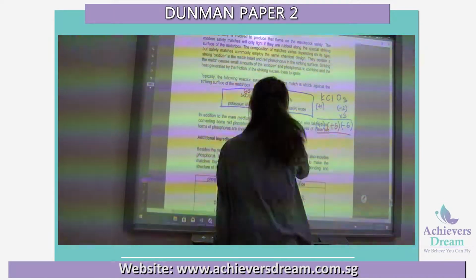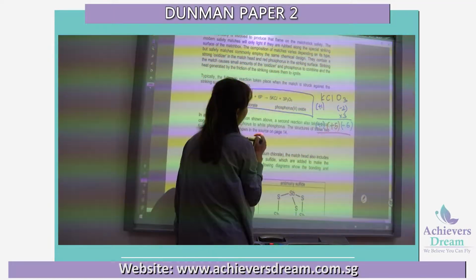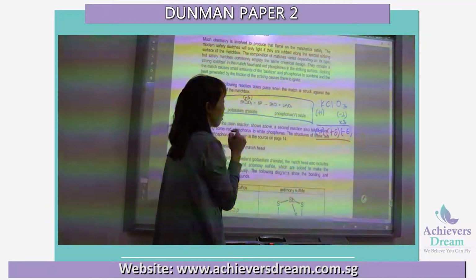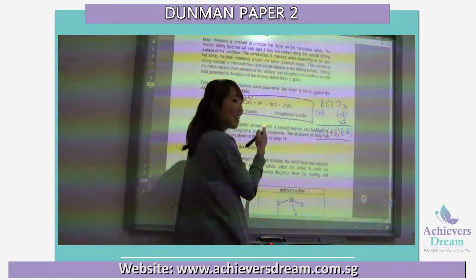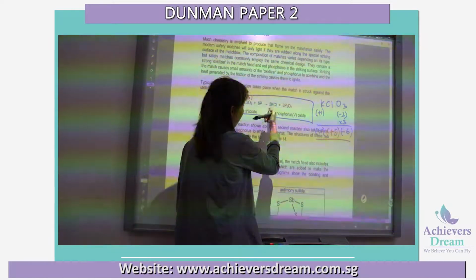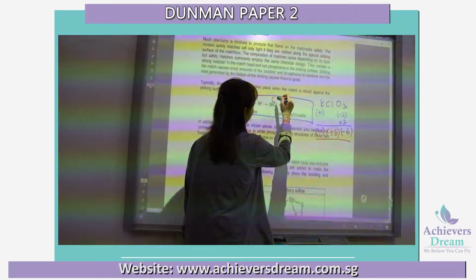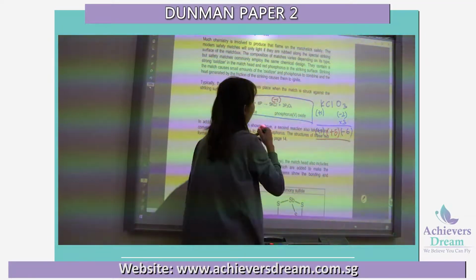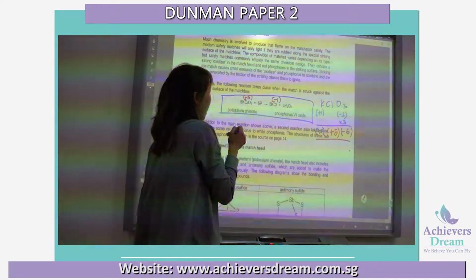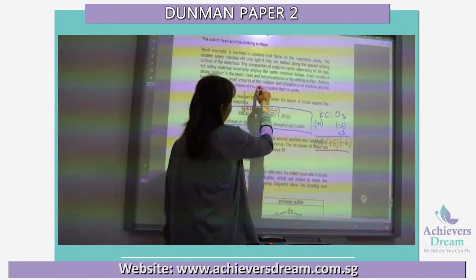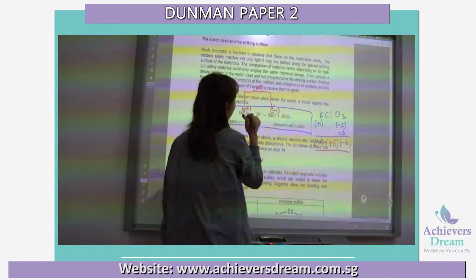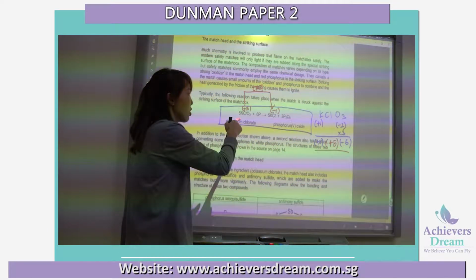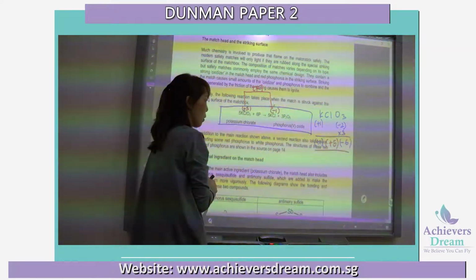Now let's look at the product, KCl. What is the oxidation state of chloride ion again? Same thing, the oxidation state of potassium is +1. So it means that my chloride ion must have an oxidation state of -1. So what has happened here? It has been reduced, correct? Why? Because there has been a decrease in oxidation state from +5 to -1.